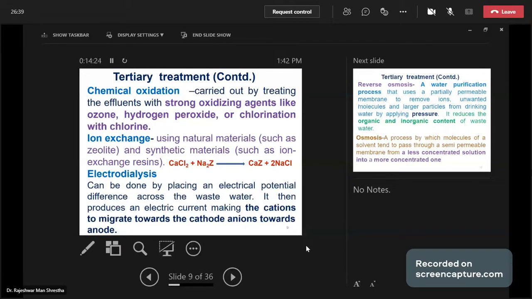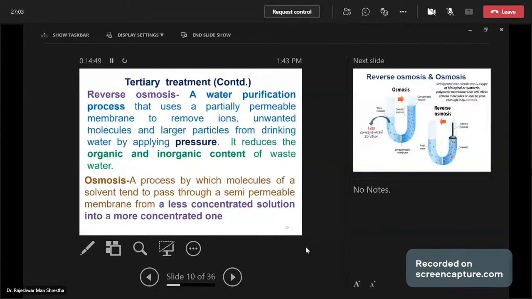In this case, a current is developed, and after developing the current, the cations in the water migrate toward the cathode and anions toward the anode. This is done by applying an electrical potential difference across the wastewater. It pushes the electric current, making cations migrate to the cathode and anions to the anode. And next is reverse osmosis, which is used for the treatment of seawater. Components of seawater can be removed.